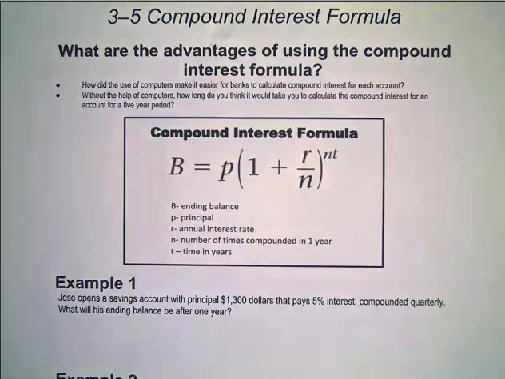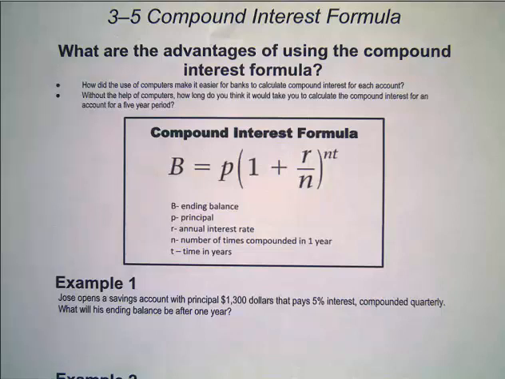This lesson is 3.5, Compound Interest Formula. What are the advantages of using the compound interest formula? How did the use of computers make it easier for banks to calculate compound interest for each account? Without the help of computers, how long do you think it would take you to calculate the compound interest for an account for a 5-year period?